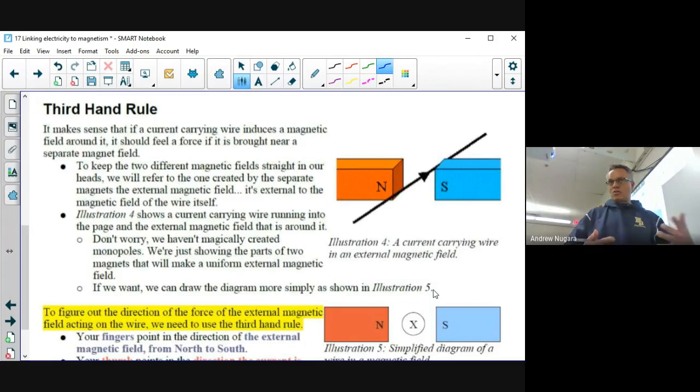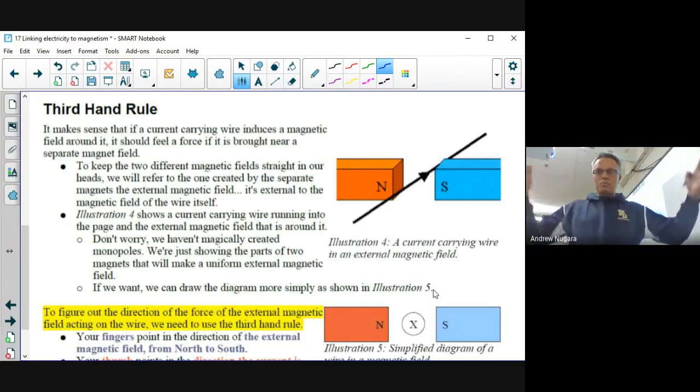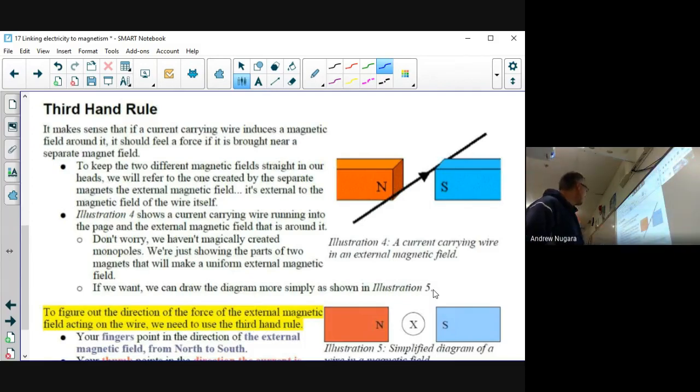charged particles going through a magnetic field just by themselves, not in a wire, or it deals with charged particles going through a wire and then placed in the presence of another magnetic field. Because a charged particle going through a wire creates a magnetic field. If you put a magnet around it, obviously those two magnetic fields are going to interact and they're going to force that wire to move in a direction. So the third hand rule says that it makes sense: if a current carrying wire induces a magnetic field around it, it should feel the same force if it is brought near a separate magnetic field.